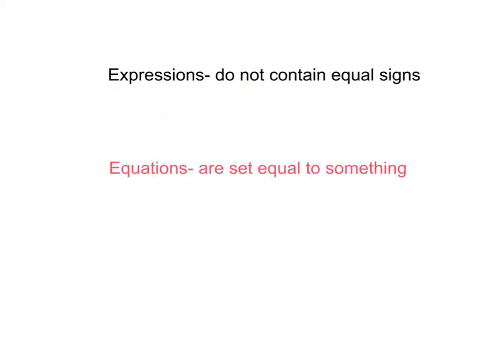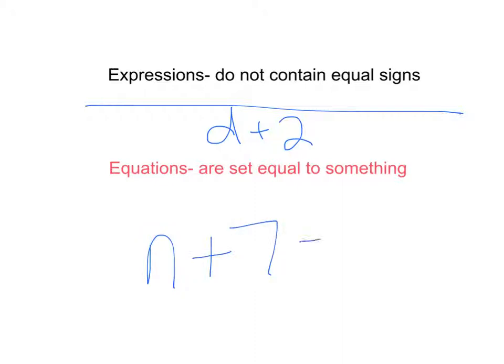Just a reminder that expressions and equations are 2 different things. An expression does not contain an equal sign. So it's just something like D plus 2. But an equation is usually set equal to something. So n plus 7 equals 15 would be an example of an equation, because the n plus something is equal to something else. So you see the word equa in here, think of it as the equal sign for equations.